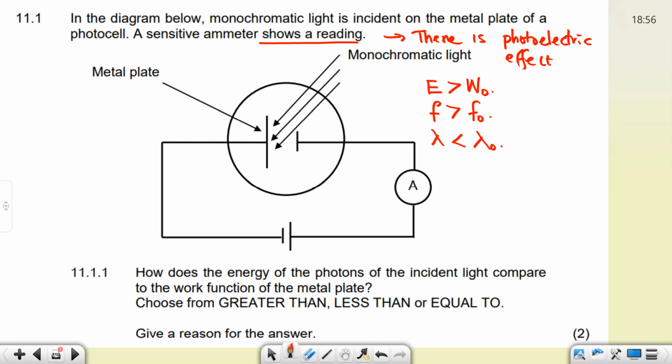So how does the energy of the photons of incident light compare to the work function? What would be your answer? You remember there is photoelectric effect because there is a reading. So what do you think? Do you think the energy of the photon is greater than the work function? Less than or equal to?